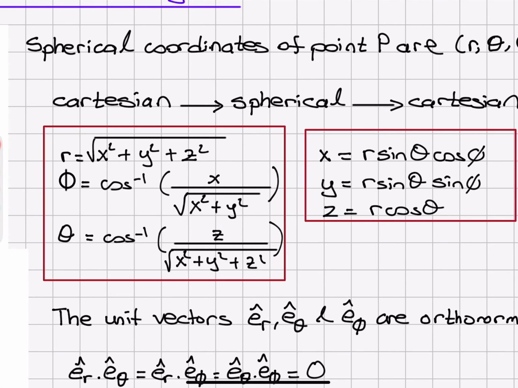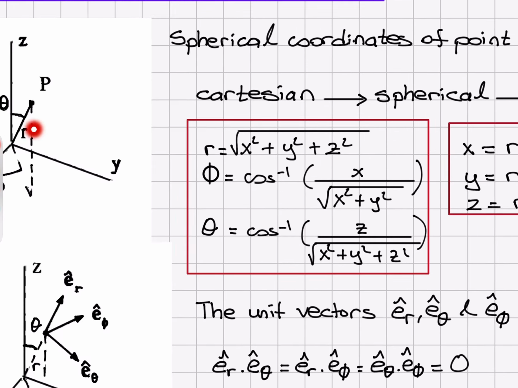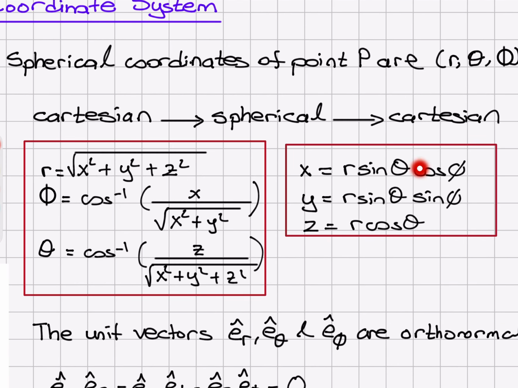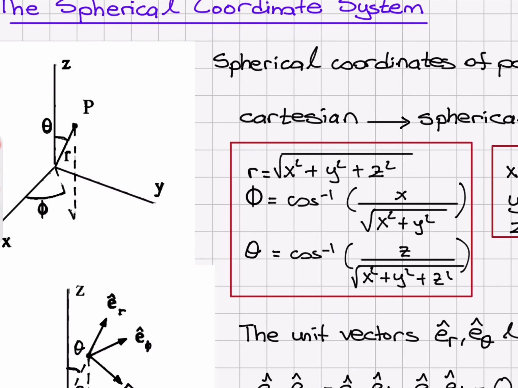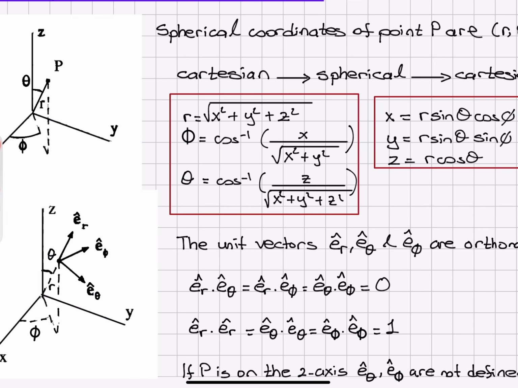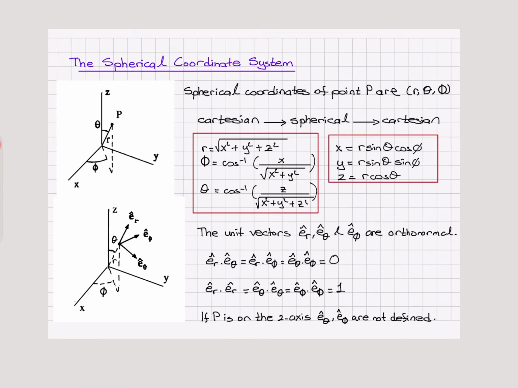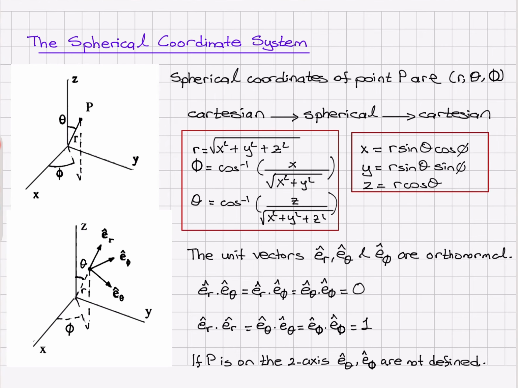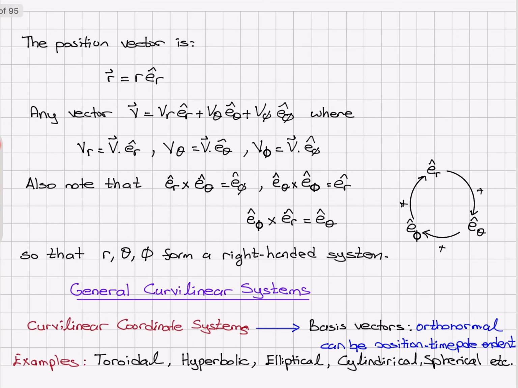Or we can go from spherical coordinates to Cartesian coordinates. R sine theta takes us to the xy plane, cosine phi is the projection on the x-axis, sine phi is the projection on the y-axis. If we just multiply r with cosine theta, we project it onto the z-axis. The unit vectors e r hat, e theta hat, e phi hat are position dependent, but they're orthonormal to each other. The dot product is 0 unless the two vectors are the same, in which case it's 1 because they're unit vectors. If this point P is on the z-axis, then e theta hat and e phi hat are not defined.